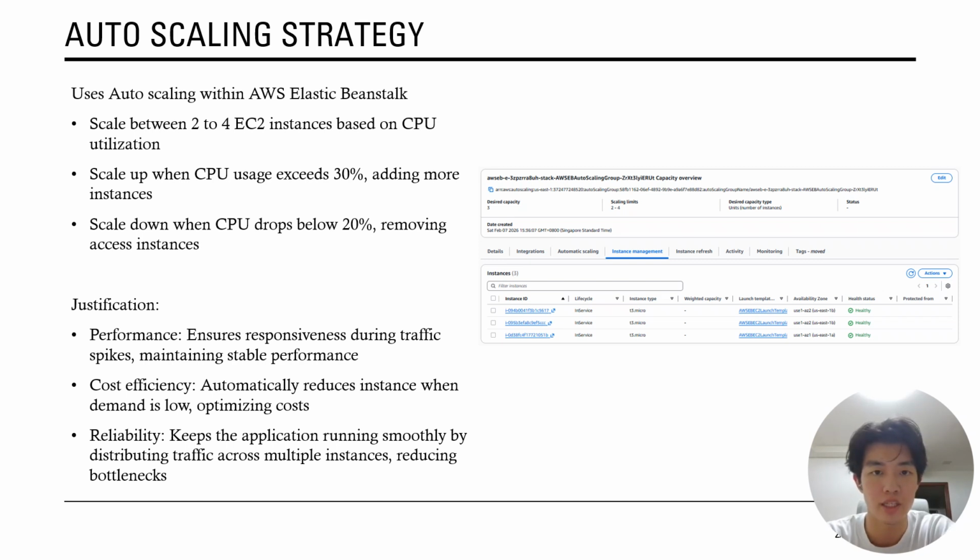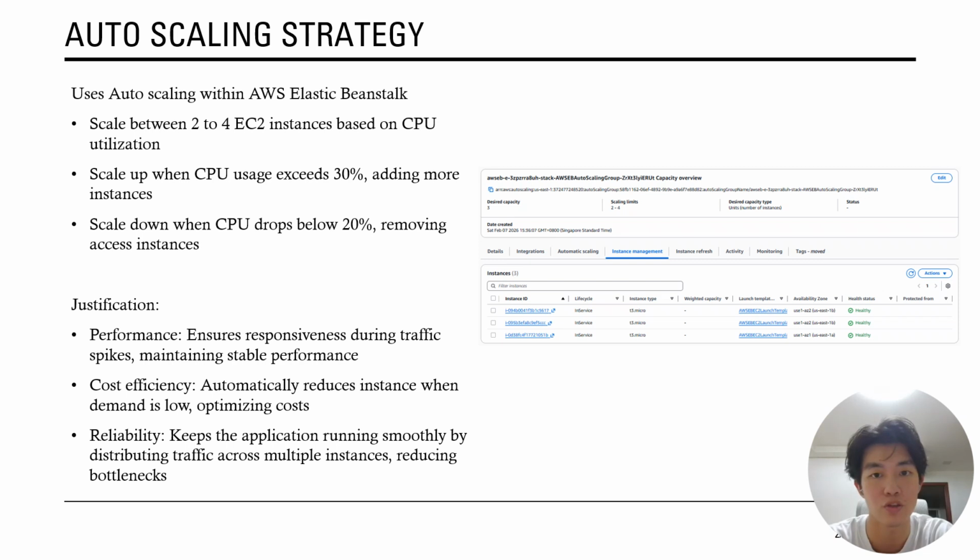Our system uses AWS Elastic Beanstalk's auto-scaling feature to automatically adjust the number of EC2 instances. The system maintains between 2 to 4 instances depending on CPU usage. If the CPU usage goes above 30%, the system will automatically scale up and add more instances, whereas if it drops below 20%, it will scale down and remove extra instances.